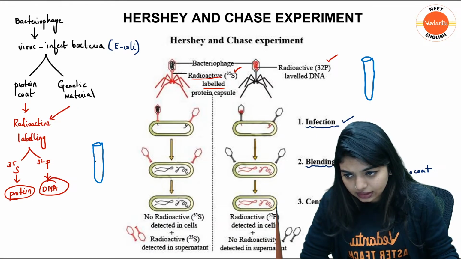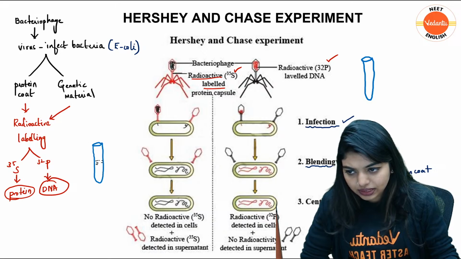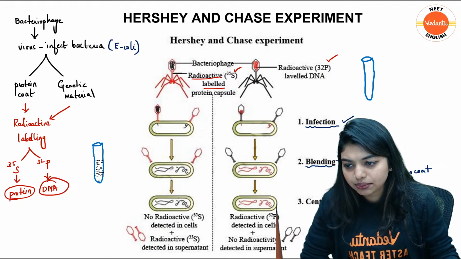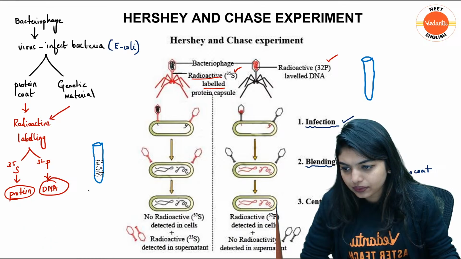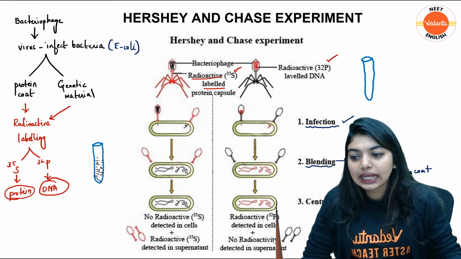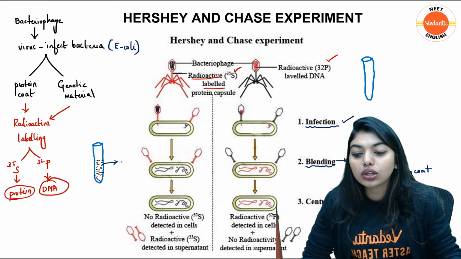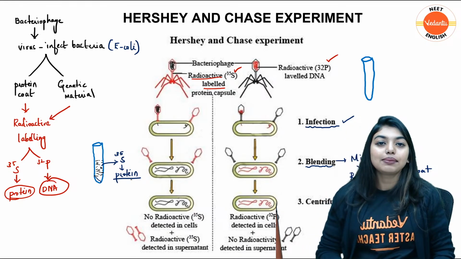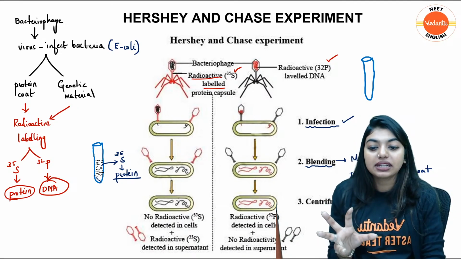They noticed that there was a supernatant. Supernatant is the liquid portion on the top, and the heavier particle is the pellet. In the supernatant they saw the protein, or S35. That means the protein was present in the supernatant and not in the pellet. What does this show? That protein is not the genetic material.